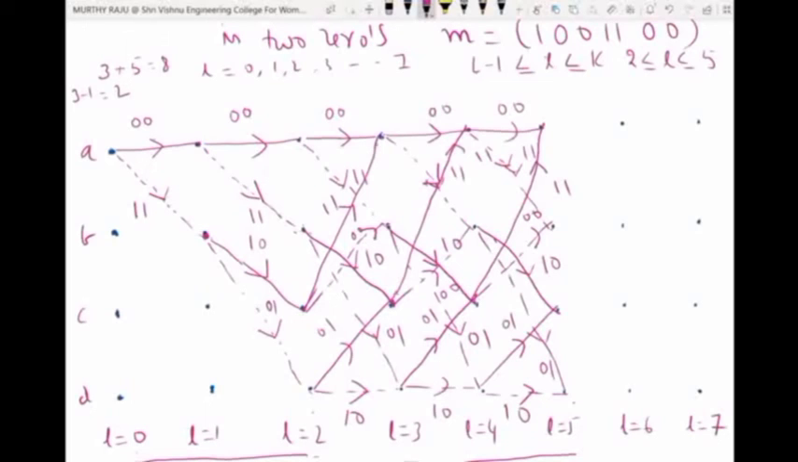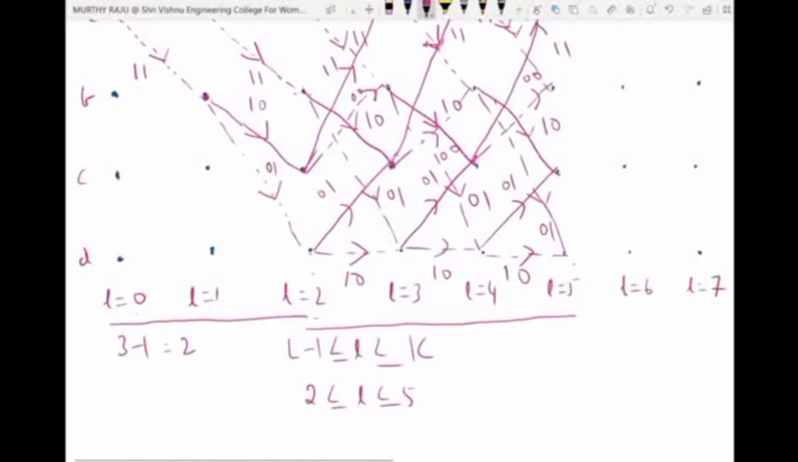All the states means A, B, C, D. The last L minus 1 levels, that means L minus 1, 3 minus 1, then the encoder comes back to the original state when the input to the convolutional encoder is zeros. For L is equal to 6, consider M value is 0. For L is equal to 7, consider M value is equal to 0.